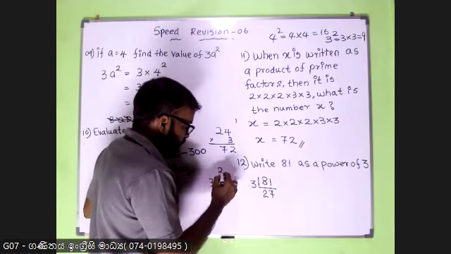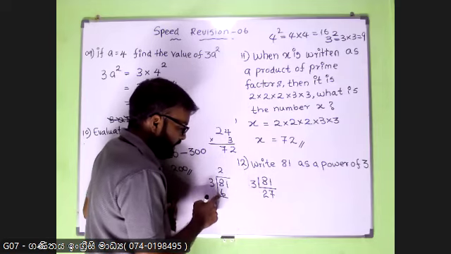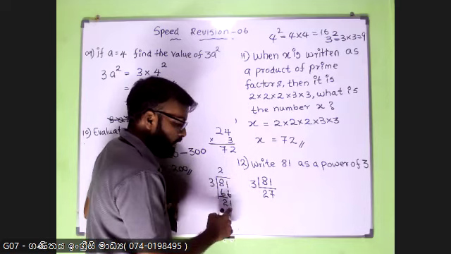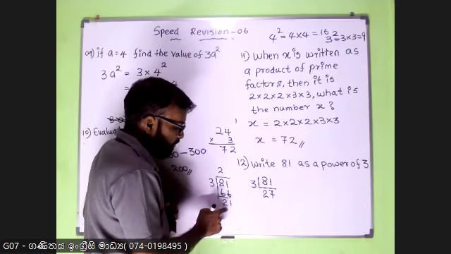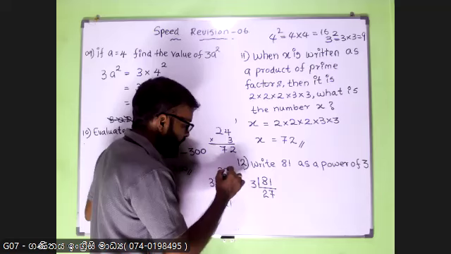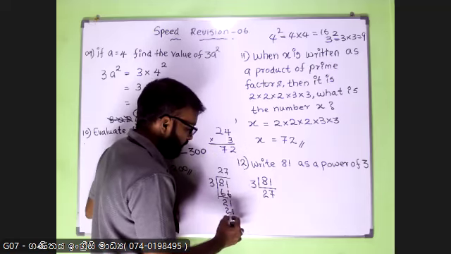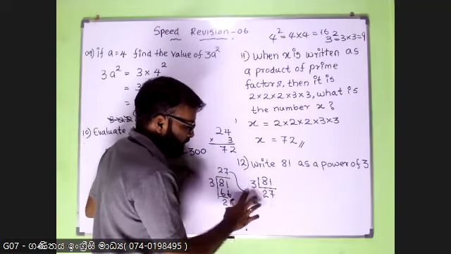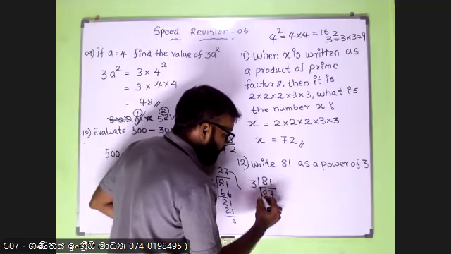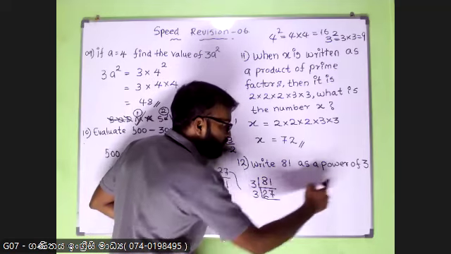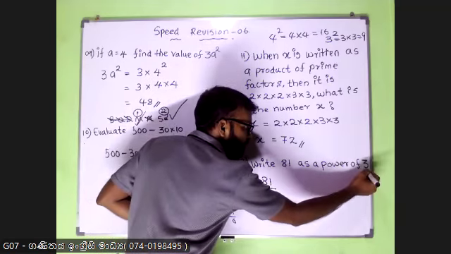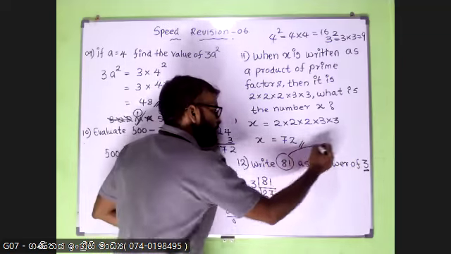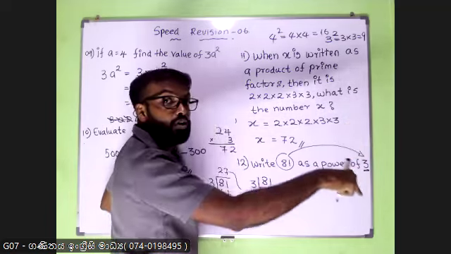3 times 2, 6. 8 minus 6, 2. Get this one down. Now 21. How many 3's are there for 21? 7. 3 times 7, 21. So this 27 comes here. Again you have to divide 27 by 3, because you have to use it as a power of 3. You divide this number by 3 until you get 1.